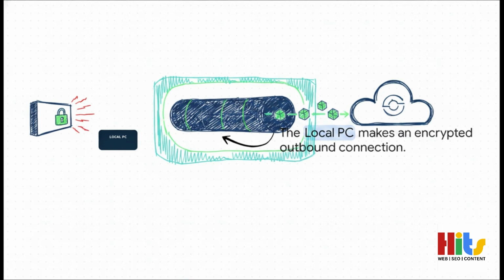Instead of your router just sitting there waiting for an incoming connection, your local PC actually reaches out to Cloudflare from the inside. It creates a persistent, encrypted, outbound connection. And because the traffic originates from inside your network, going out, your firewall just allows it naturally. This means absolutely no open firewall ports are required. Your network remains completely invisible from the outside.